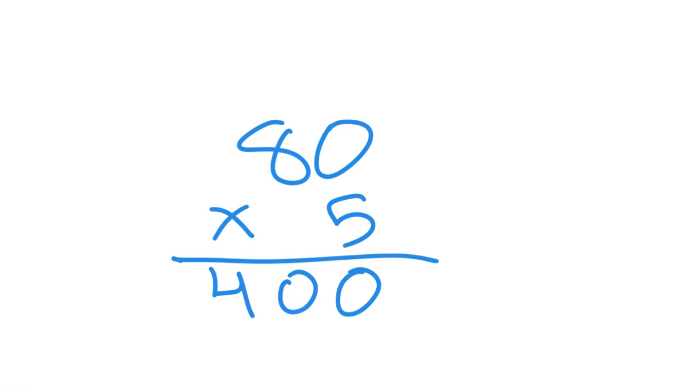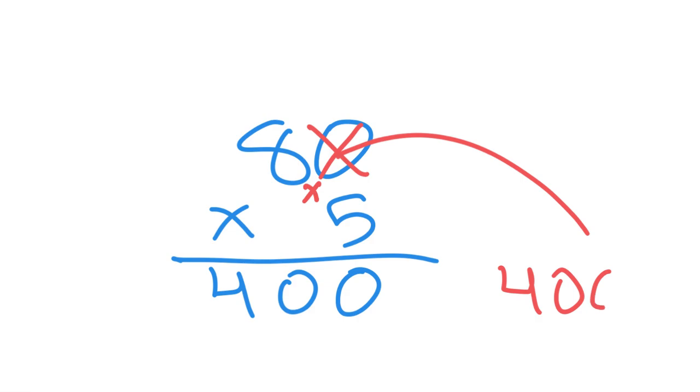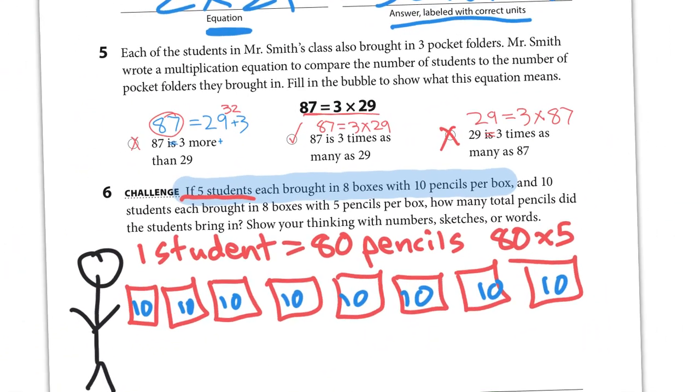There is another way to do it. If you pretend like this 0 doesn't exist, then your problem is just 8 times 5. 8 times 5 is 40, and then just put the 0 back on the end, and you get 400. And we'll talk about some rules with zeros and multiplication a little later in case you need a little refresher, okay? So right now, according to that, those 5 students brought in 400 pencils, and I'm going to mark that down here.